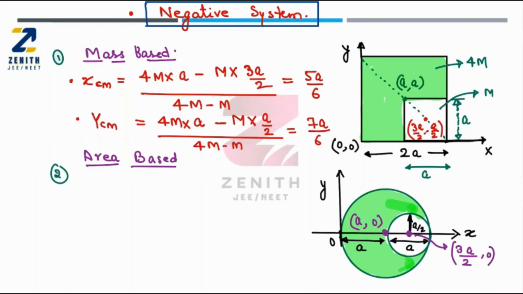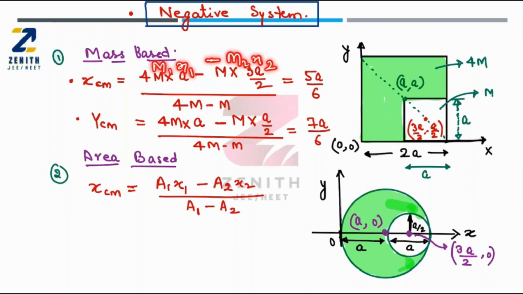Okay, so this is mass based. For example, if the question is given in terms of area, because this is a big circle whose radius is a, and you are taking a small circle whose diameter is a, that means the radius will be a by 2. So what you will do? Again, you can use the same concept. This is a subtractive system or negative system. So a1 x1 minus a2 x2 divided by a1 minus a2. Here I talked about m1 x1 minus m2 x2 divided by m1 minus m2. So now I have talked about the area.